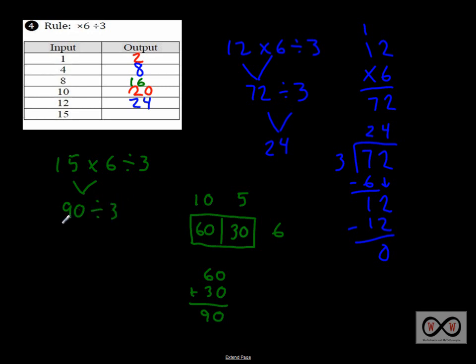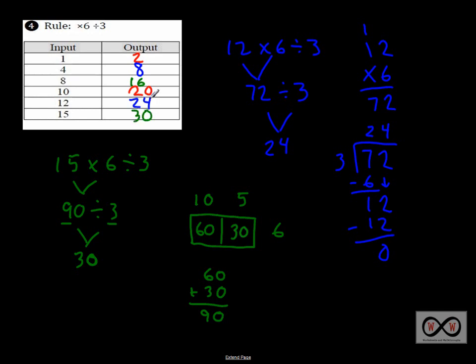Well, I know that 9 divided by 3 would be 3. However, it's 9 tens, so 90 divided by 3 would be 3 tens, or 30. And that really works out nicely because 30 times 3 equals 90. So we output 30 in this case.